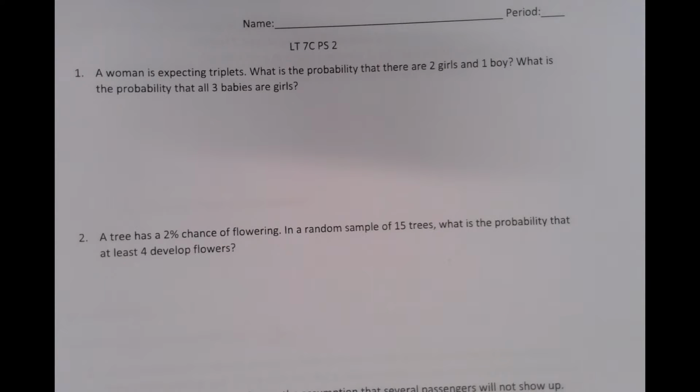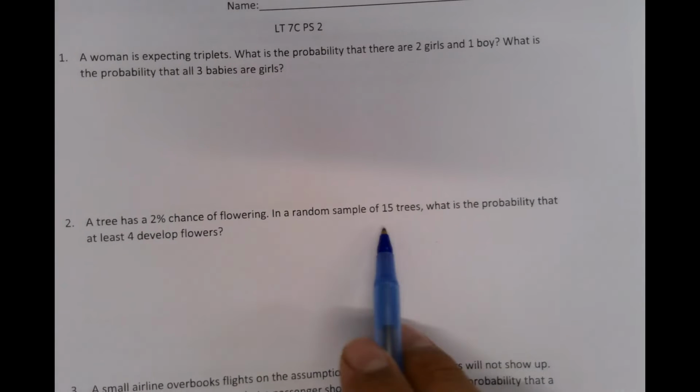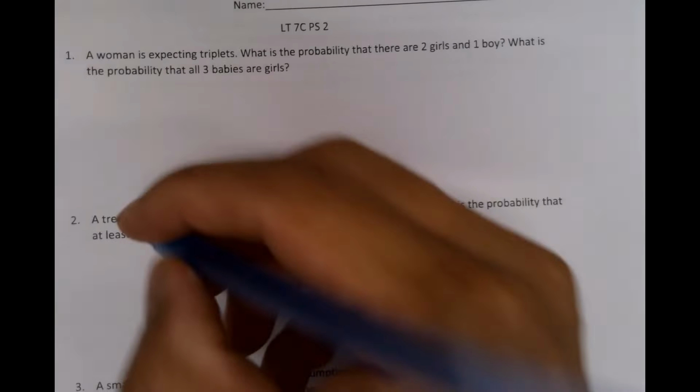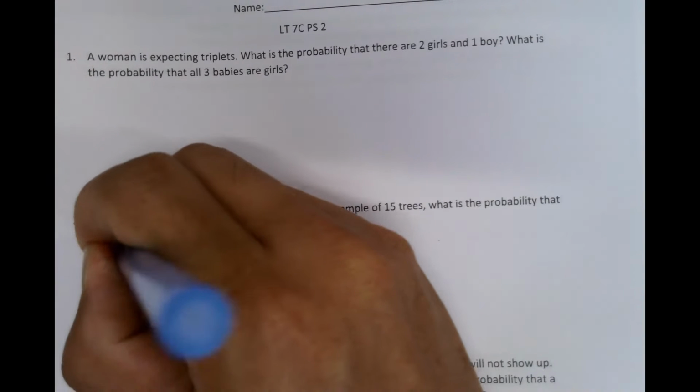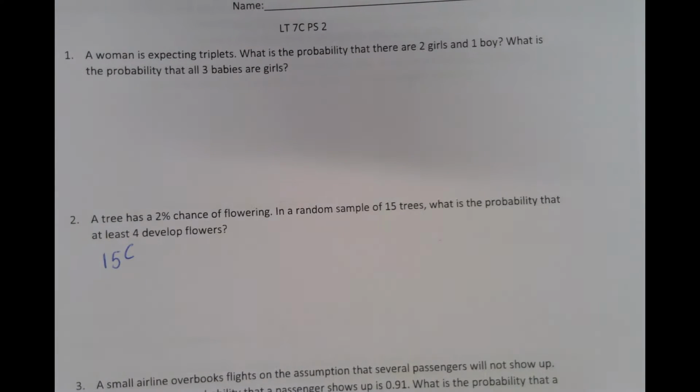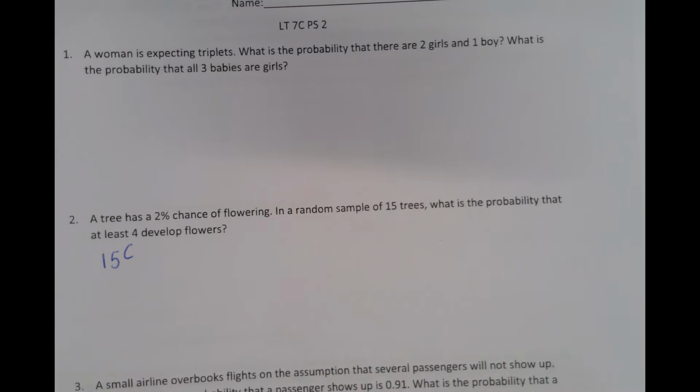You want to identify how many scenarios there are for this. For number 2, there's a total of 15 trees in a sample. So we know that this is automatically going to be 15C something, right? 15 choose something.